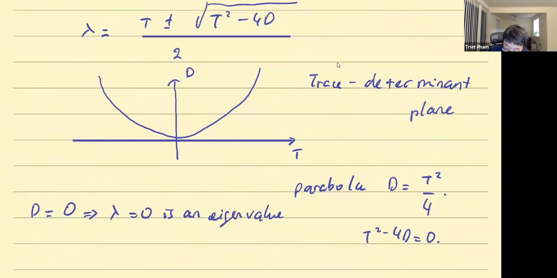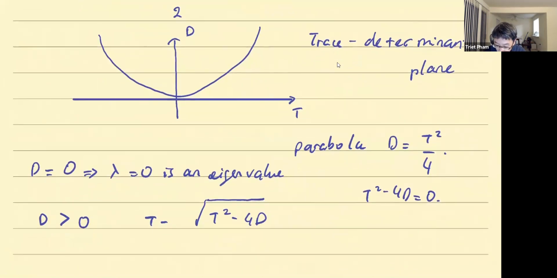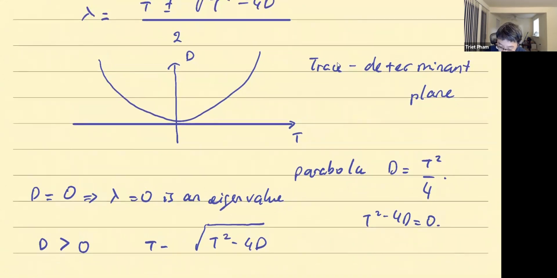For example, if D is positive, then you see that basically T minus square root of T squared minus 4D will be, so, okay, what do I want to say here? You know what? I think it's easier if I do this.